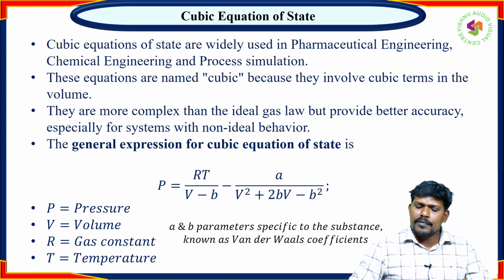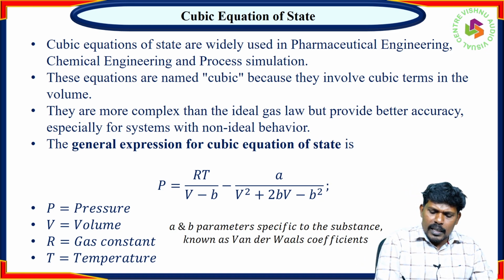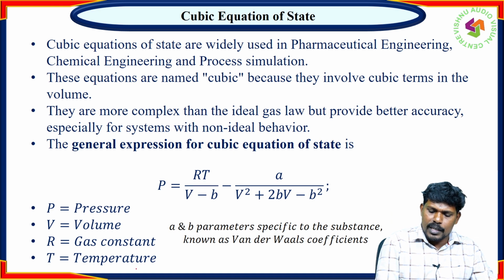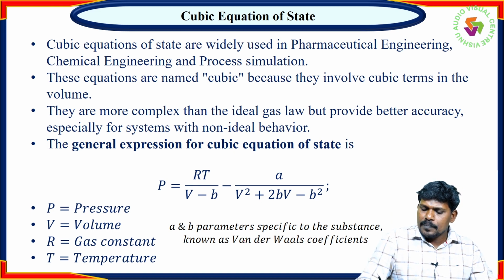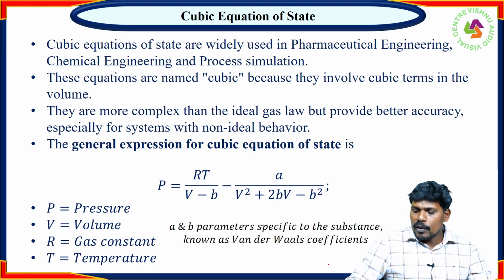The general expression for the cubic equation of state is P equals RT by (V minus B) minus A by (V square plus 2BV minus B square). We can see that P is the pressure, V is volume, R is the gas constant, and T is temperature. A and B are parameters specific to the substance, known as van der Waals coefficients.